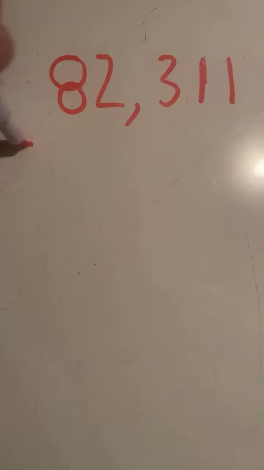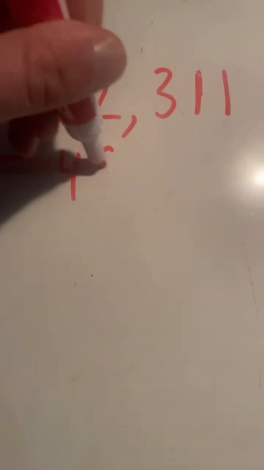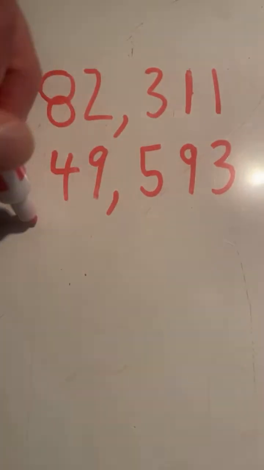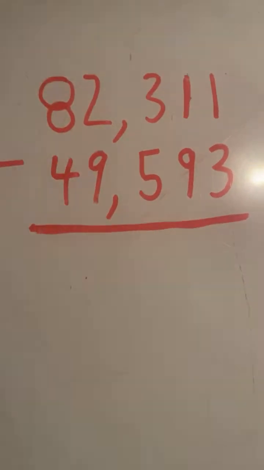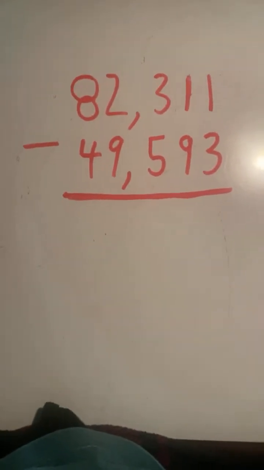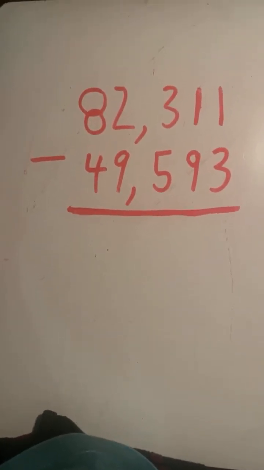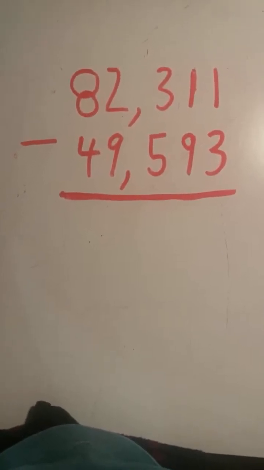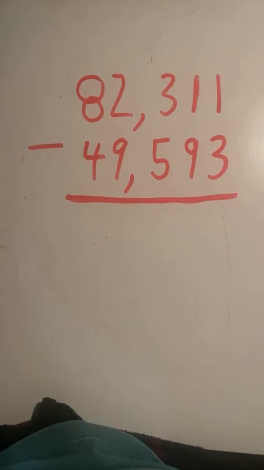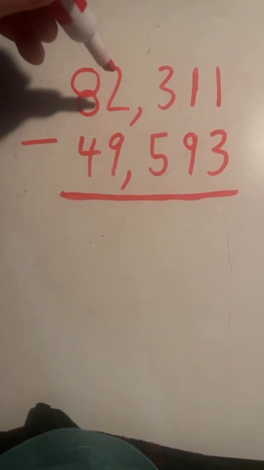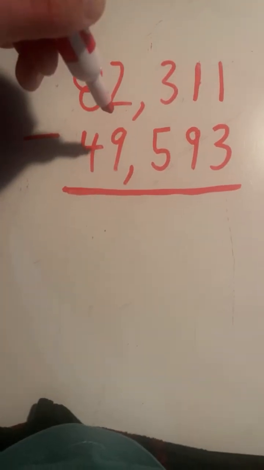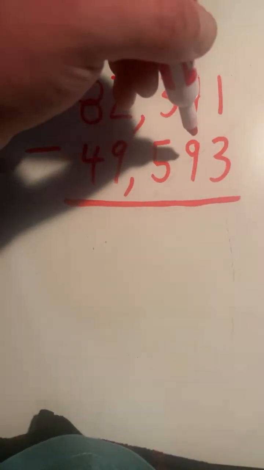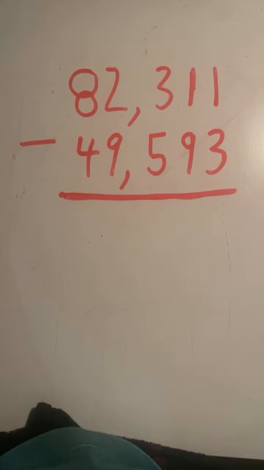82,311 minus 49,593. So this is another problem that requires a lot of regrouping. And again, I'm going to look and I'm going to see where the regrouping is needed, and I'm going to do all the regrouping before I do any subtraction. So here, thousands place, you cannot start out with 2 and take away 9. You can't start out with 3 and take away 5. You cannot start out with 1 and take away 9, or start out with 1 and take away 3. So we need to regroup everywhere.